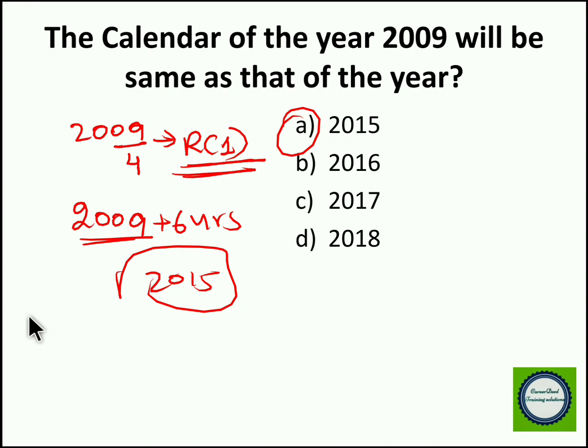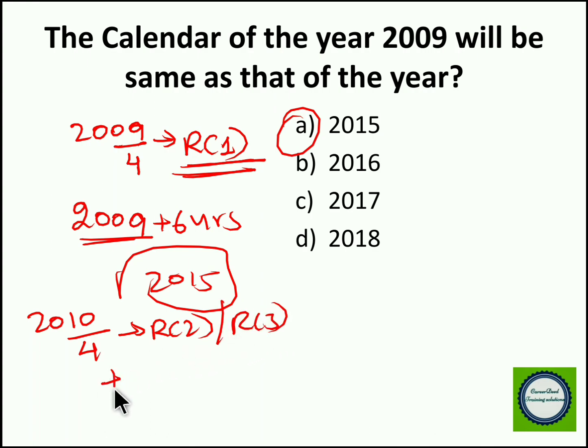Now imagine if it is 2010. So in 2010, when you divide the last 2 digits by 4, you get remainder 2. So if you get remainder 2 or remainder 3, what we have to do is add 11, right? You have to add 11 to the given year. So 2010 plus 11, you get 2021.